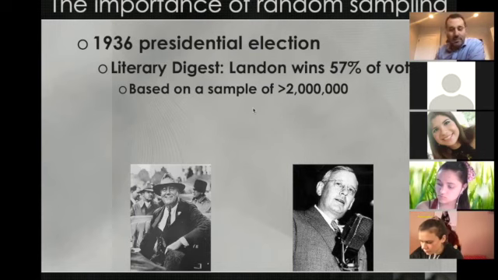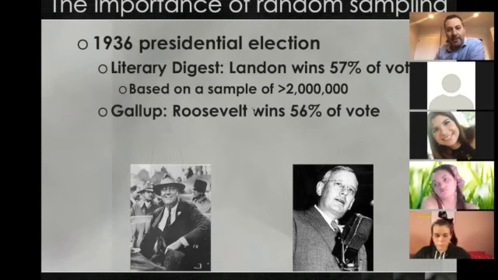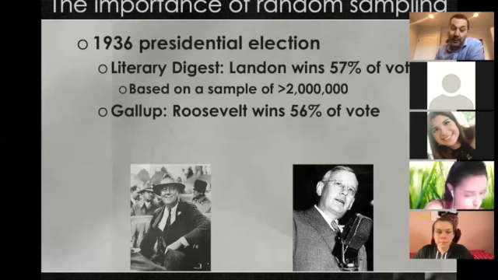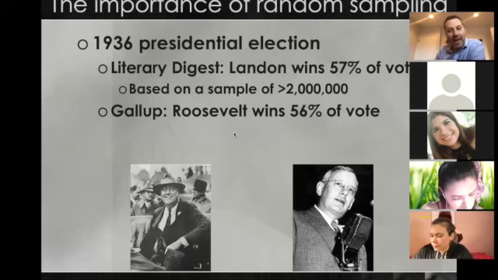On the other hand, at the same time, a guy by the name of George Gallup, who would later be responsible for Gallup polling, which you might have heard of, went out and collected data from a bunch of people, and he came to basically the exact opposite conclusion than Literary Digest did.